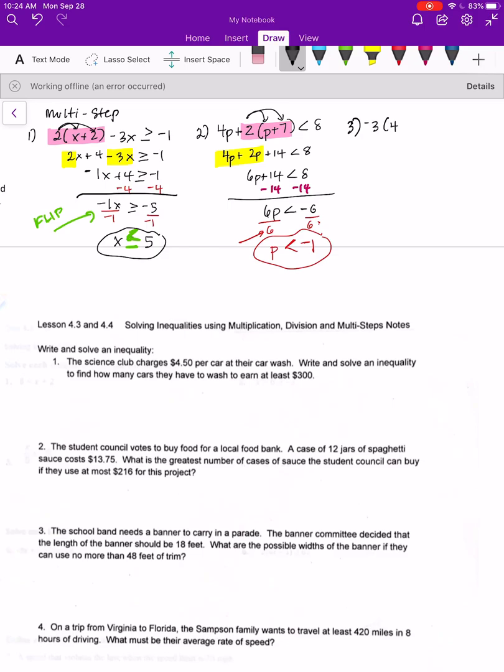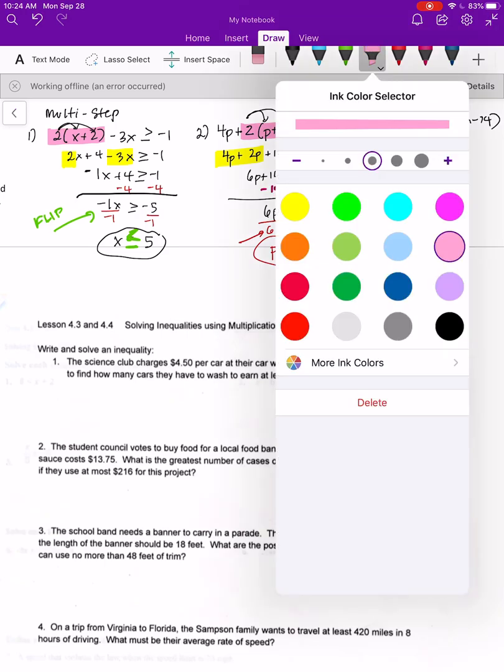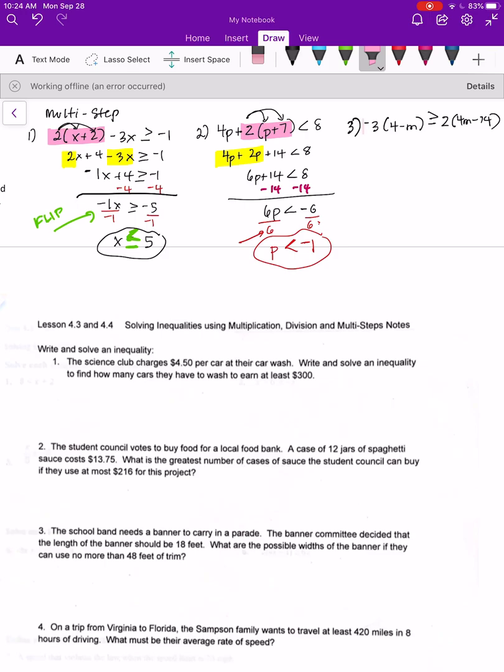Number 3. -3(4 - m) is greater than or equal to 2(4m - 14). Can I squeeze it all in? I can't. Whew, that was a tight one. All right, so let's see. It looks like we have some distributive properties, 1 here and 1 here, pretty much everything on both sides of the equation. So -3 times 4 is -12. -3 times -m, be careful with the signs, would be plus 3m, is greater than or equal to 2 times 4m is 8m, and 2 times -14 is -28.